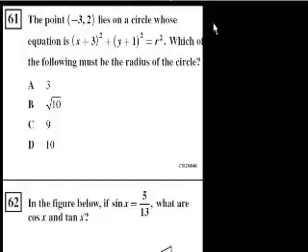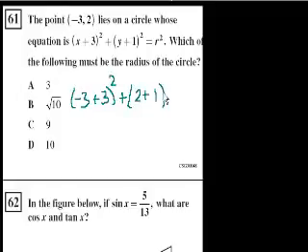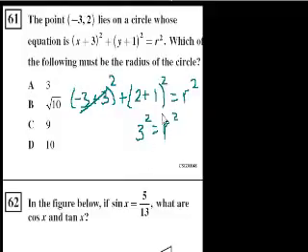So let's do that. If we substitute the minus 3 in for x, you get minus 3 plus 3 squared, plus, now y is 2, 2 plus 1 squared is equal to r squared. See, minus 3 plus 3, that's just 0. 0 squared is 0. And then 2 plus 1 squared, so 3 squared is equal to r squared. You can say r squared is equal to 9, and then r is equal to 3, because you can't have a negative radius, right?